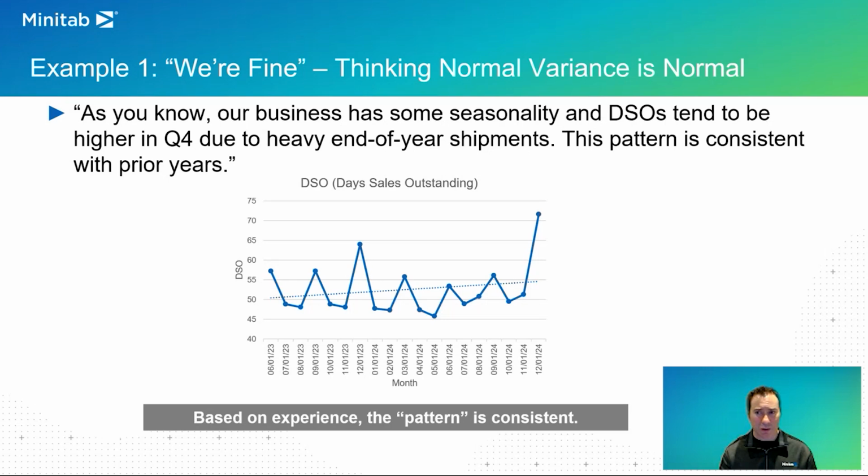And if you look at that graph from Excel, you will see that in December of 23, the DSOs spiked there almost to 65. And then in December of 24, they spiked to over 70. Not a major change, a little bit larger, but similar with pattern. And so the CFO might say, the pattern is consistent, the seasonality, we're fine.